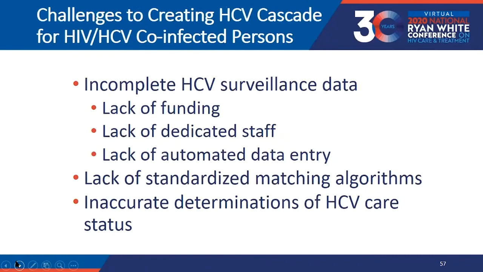So what are the challenges to creating this cascade of care for people who have co-infection? Well, as has already been alluded to, there's incomplete Hep C surveillance data. Why? There's been a lack of funding historically, leading to a lack of dedicated staff and a general lack of automated data entry. There's also been a lack of standardized matching algorithms. While theoretically all this can happen, it has not been happening in any routine fashion. And because of the lack of surveillance, there's an inaccurate determination of what's happening with the Hep C care status for people who are co-infected. Next slide.